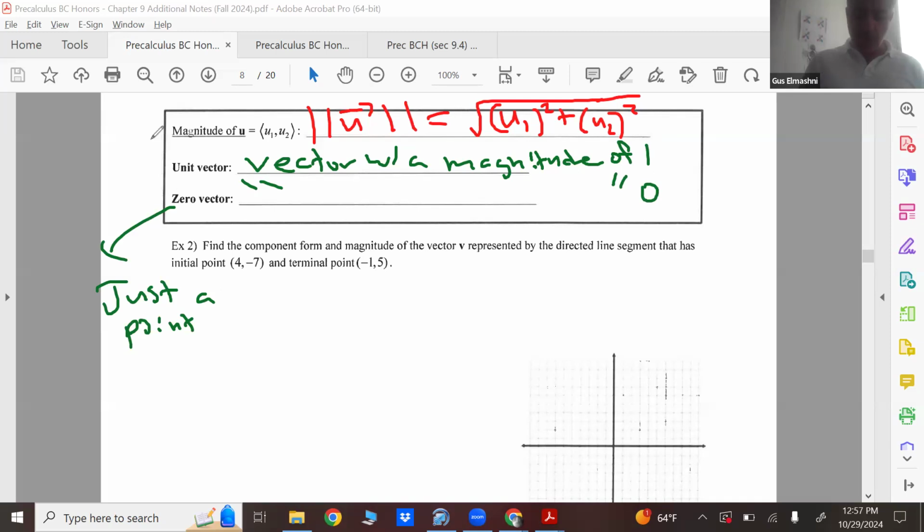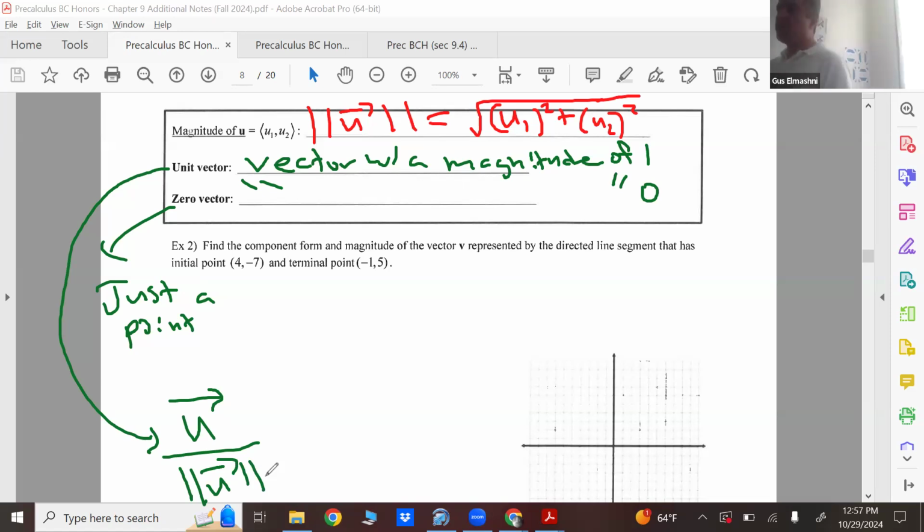A unit vector, just so you know, I'm just going to tell you what to expect from that because we will revisit it. It's simply when you take the vector itself and you divide by its magnitude, because that will force the issue that it will have a magnitude of 1. That's how a unit vector is done.